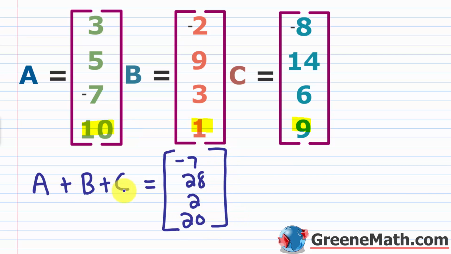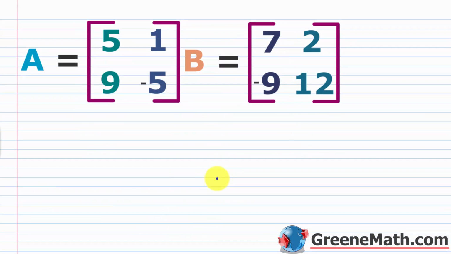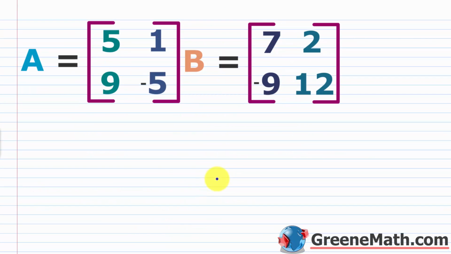So A plus B plus C is going to give us this matrix that's still a column matrix, right? It's got the same dimensions as what we were adding. And we got -7, 28, 2, and 20 as that column there. Okay, so 4 rows, 1 column. It's still a 4 by 1. All right, so let's move on and talk about subtracting matrices now.